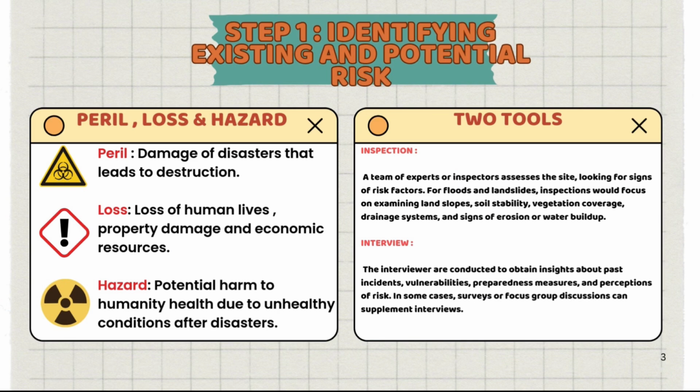The two tools of identifying existing and potential risk are inspection and interview. For inspection, a team of expert inspectors assess the sites, looking for signs of risk factors. For floods and landslides, inspections will focus on examining land slopes, soil stability, vegetation coverage, drainage systems, and signs of erosion or water buildup.